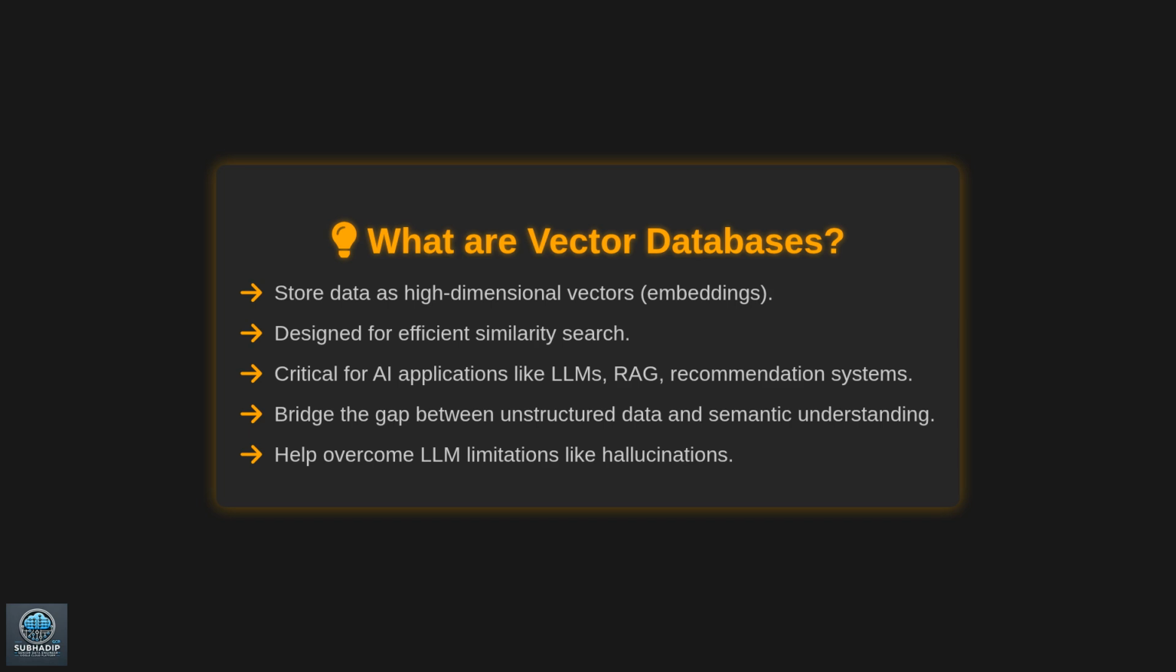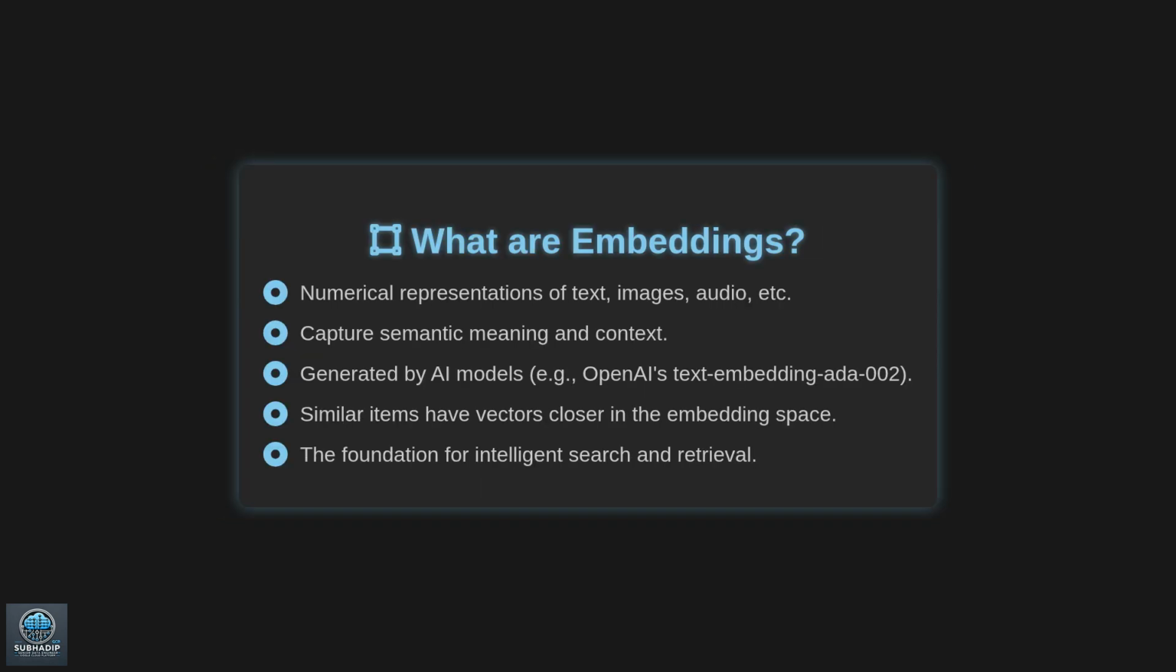They are specifically designed for efficient similarity search and are critical for AI applications like large language models and retrieval-augmented generation. These databases bridge the gap between unstructured data and semantic understanding, and importantly, they help overcome LLM limitations like hallucinations. Let us clarify what embeddings are.